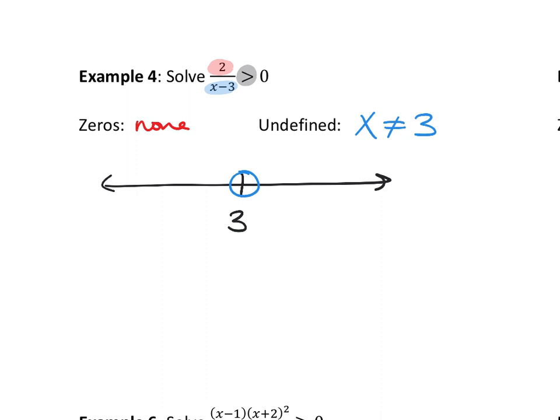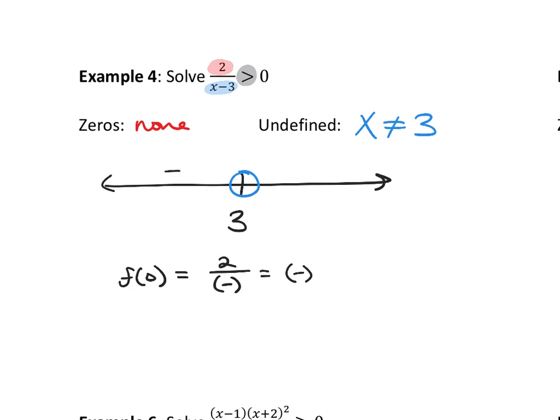On the left side of 3, if we were to plug in a value, I'm going to pick the number 0 just because, again, 0 is less than 3, and that's a very easy number to use. And if I plug that in, it would be 2 over some negative number, because 0 minus 3 is a negative number. Is that going to be a negative or a positive number? Negative. 2 divided by any negative number is going to be a negative whatever. So this section is negative.